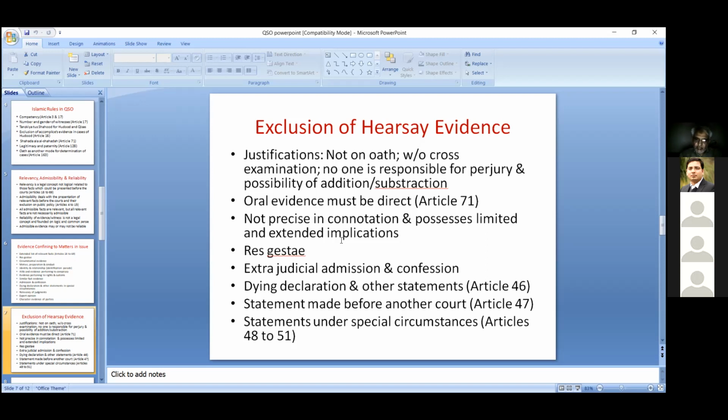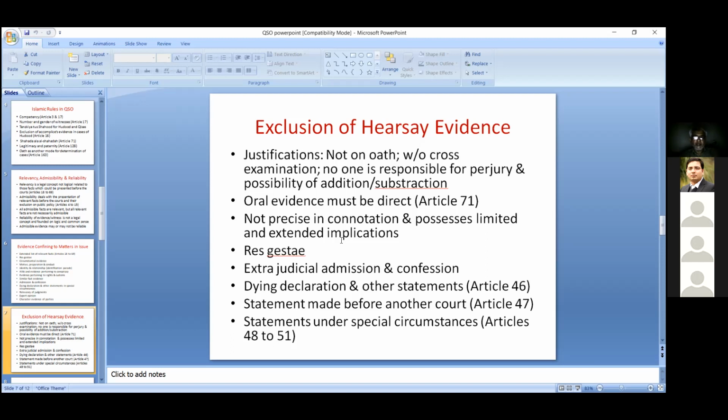Then Article 47 deals with the statement made before another court. As we have said a little bit earlier, courts generally require a witness to come before them and state his evidence before the court. But if something was stated by a witness in another court, that statement must not be brought before the court because it would become indirect evidence. But in exceptional circumstances, this is allowed, and those circumstances are mentioned in Article 47.